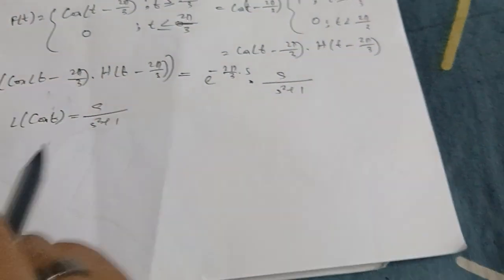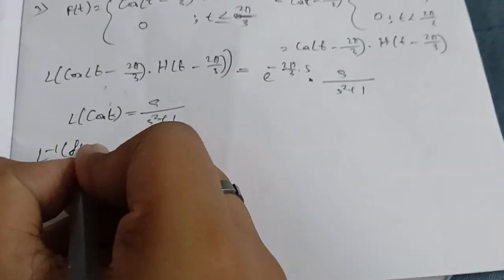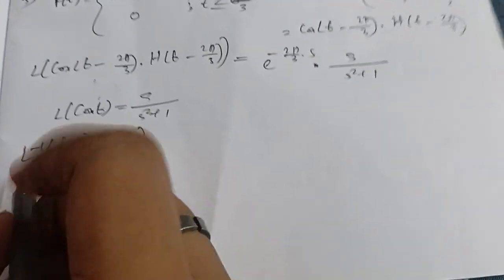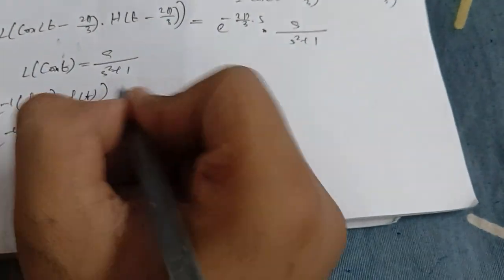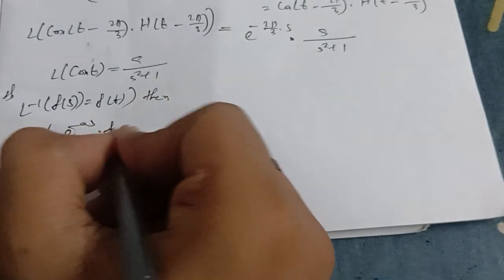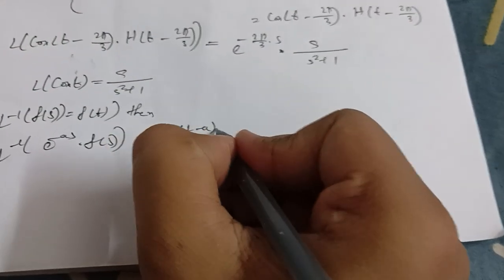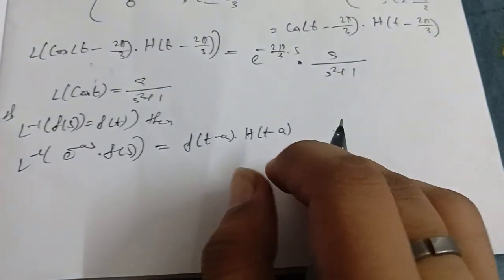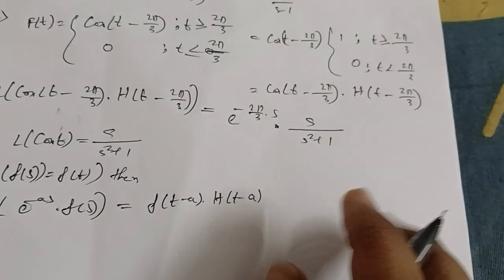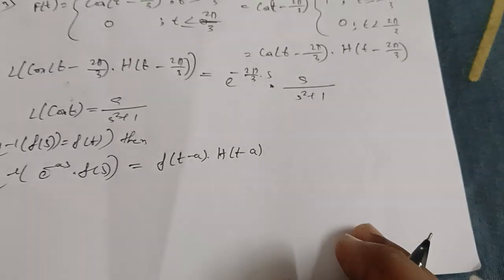So what about the second shifting theorem? I told it in the previous lecture. Let Laplace inverse of F(s) be f(t). Then Laplace inverse of e power minus as times F(s) will be f(t minus a) times h(t minus a), where h(t minus a) is a unit step function and it is 1 when t is greater than or equal to a and 0 when t is less than a. You know it. I have told it a lot of times, and here also it is written, h of t minus a. So now get into some problems.